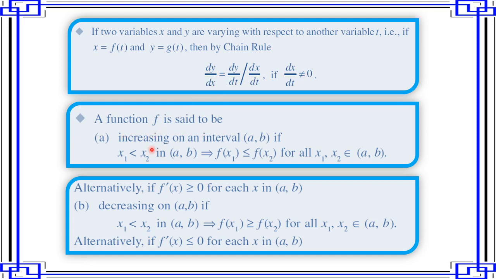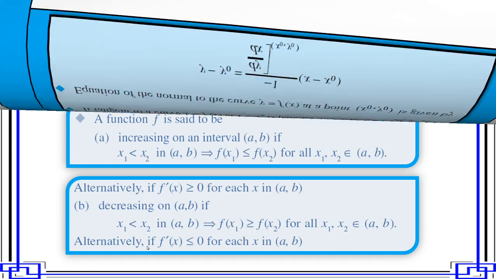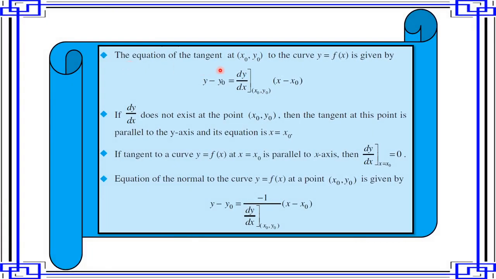A function f is said to be increasing in some interval a to b if x1 is less than x2 in this interval, then f(x1) is less than or equal to f(x2). And if x1 is less than x2 and f(x1) is greater than or equal to f(x2), then it is a decreasing function. The equation of tangent at any point to the curve is y minus y1 or y0 is equal to slope into x minus x1 or x0, whatever the point is.